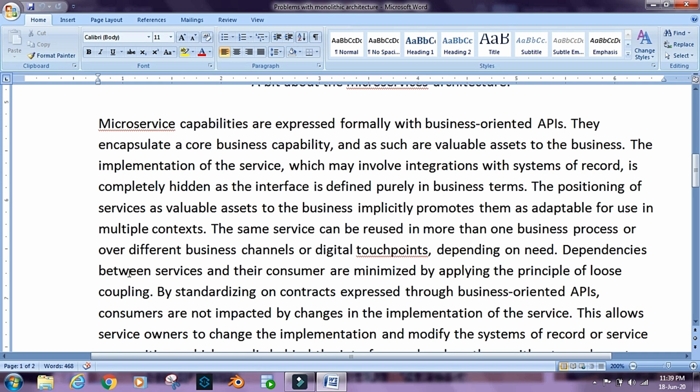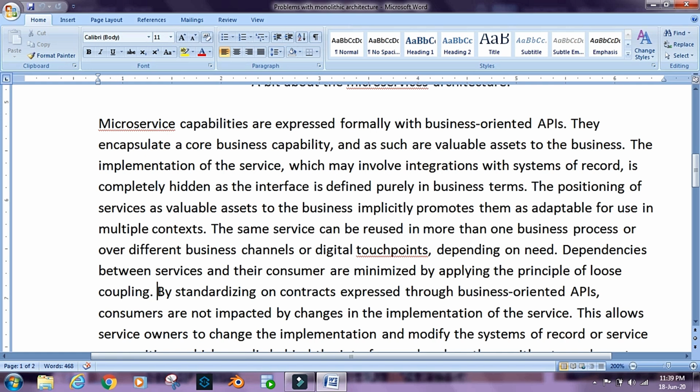And dependencies between services and their consumer are minimized by applying the principle of loose coupling. So in a typical microservices environment, we would try to identify the components that can exist individually, that can exist autonomously without having to worry about the existence of other components, right? And that is the principle of loose coupling that we try to achieve using the microservices architecture, right?